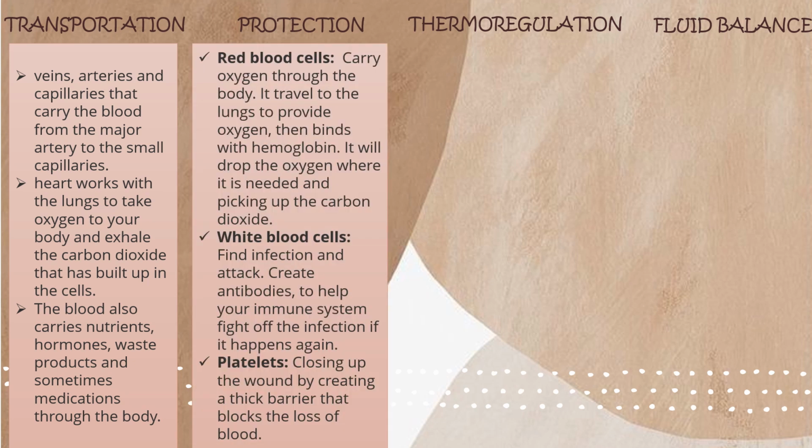And for the protection, we're going to focus on 3 things, which are red blood cells, white blood cells, and platelets. The red blood cells carry oxygen through the body. As it travels to the lungs to provide oxygen, it binds with hemoglobin. It also drops the oxygen where it is needed and picks up the carbon dioxide. And the white blood cells will find infection and attack it in our body. They also help us by creating antibodies for our immune system to fight off the infection if it happens again. And the third one is platelets. They close up the wound by creating a thick barrier that blocks the loss of blood.